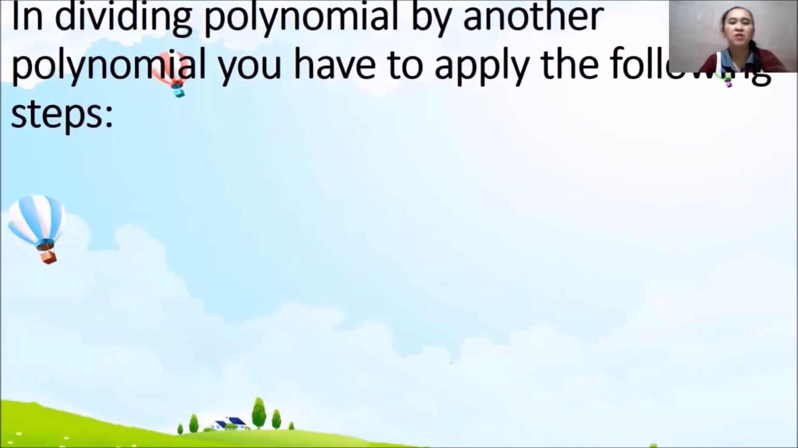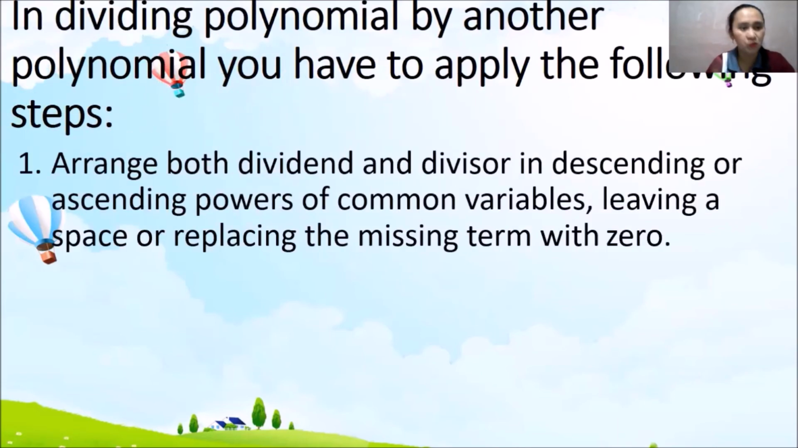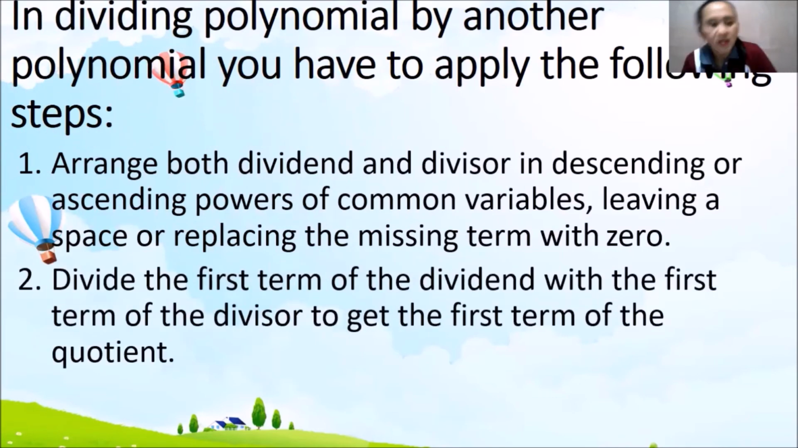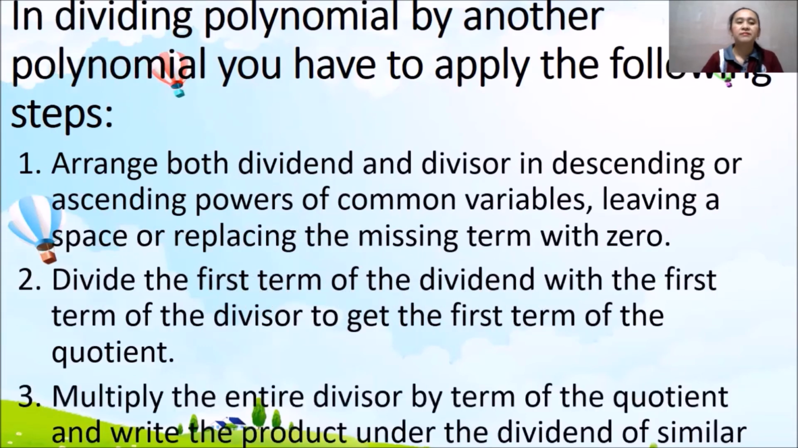Now, in dividing polynomials by another polynomial, you have to apply the following steps. The first one, arrange both dividend and divisor in descending or ascending powers of common variables, leaving a space or replacing the missing term with zero. Divide the first term of the dividend with the first term of the divisor to get the first term of the quotient. Then multiply the entire divisor by the term of the quotient and write the product under the dividend of similar terms.